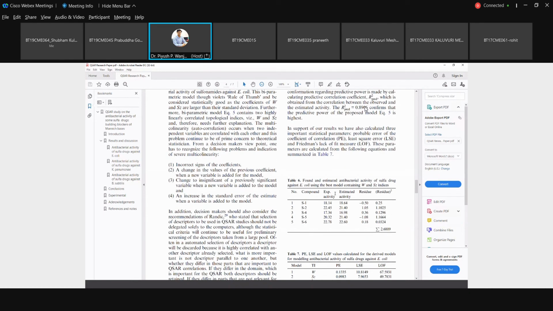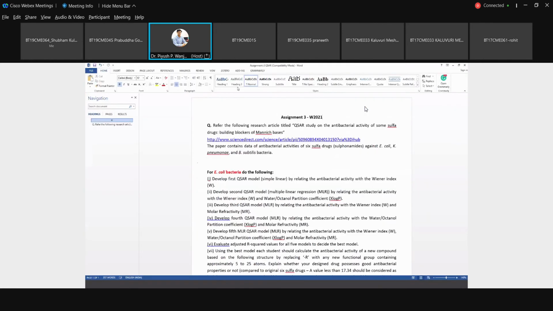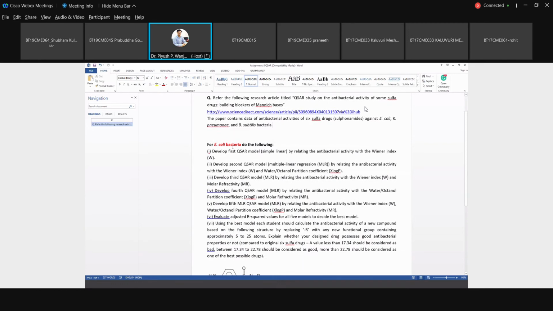If you see your own assignment, I hope you can see the word file. See what you have to do. You now have the values of activity and descriptors. For only E. coli bacteria, out of those three, you are going to develop different models. You have to take the antibacterial activity value, and in the first question you develop a simple linear model by relating the antibacterial activity simply with the binary index.